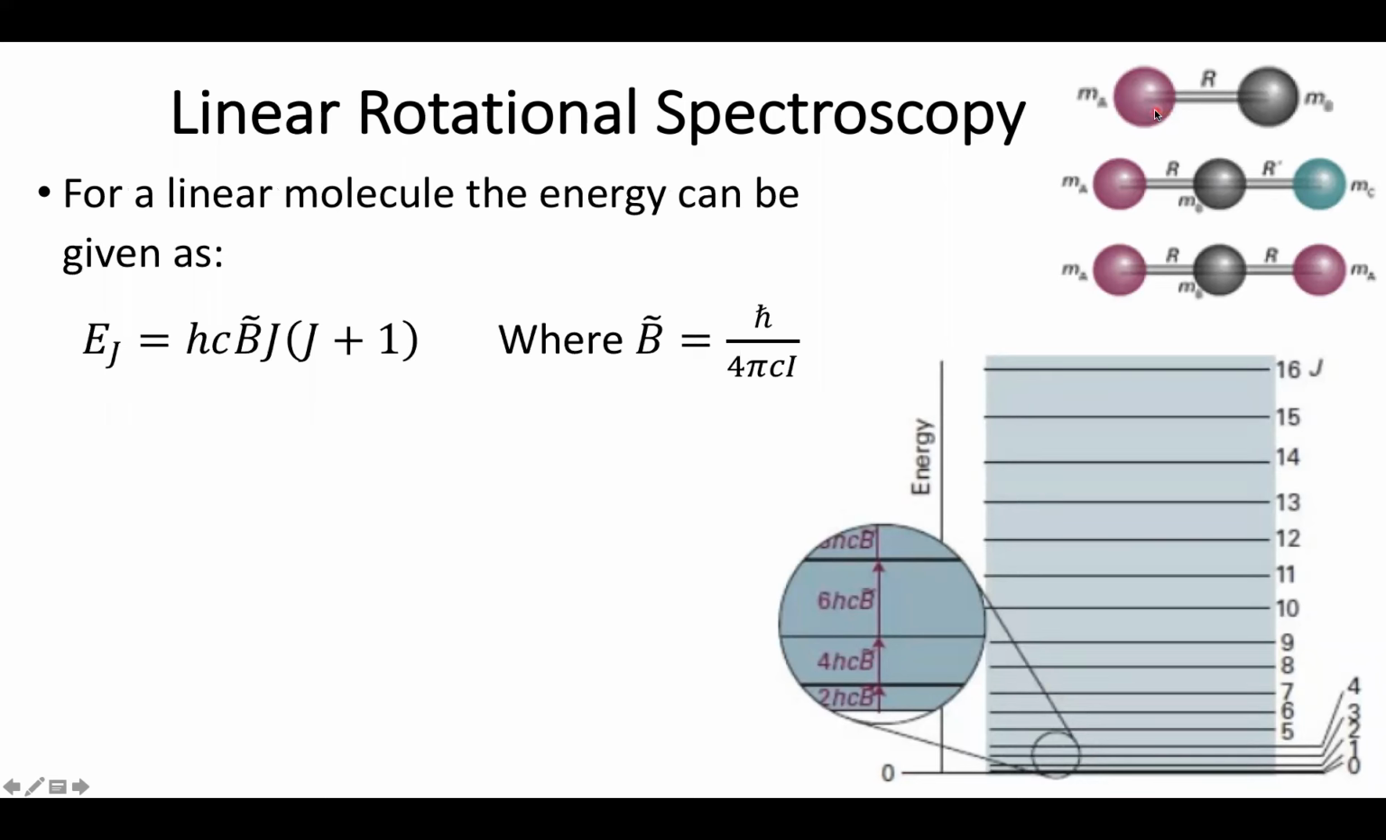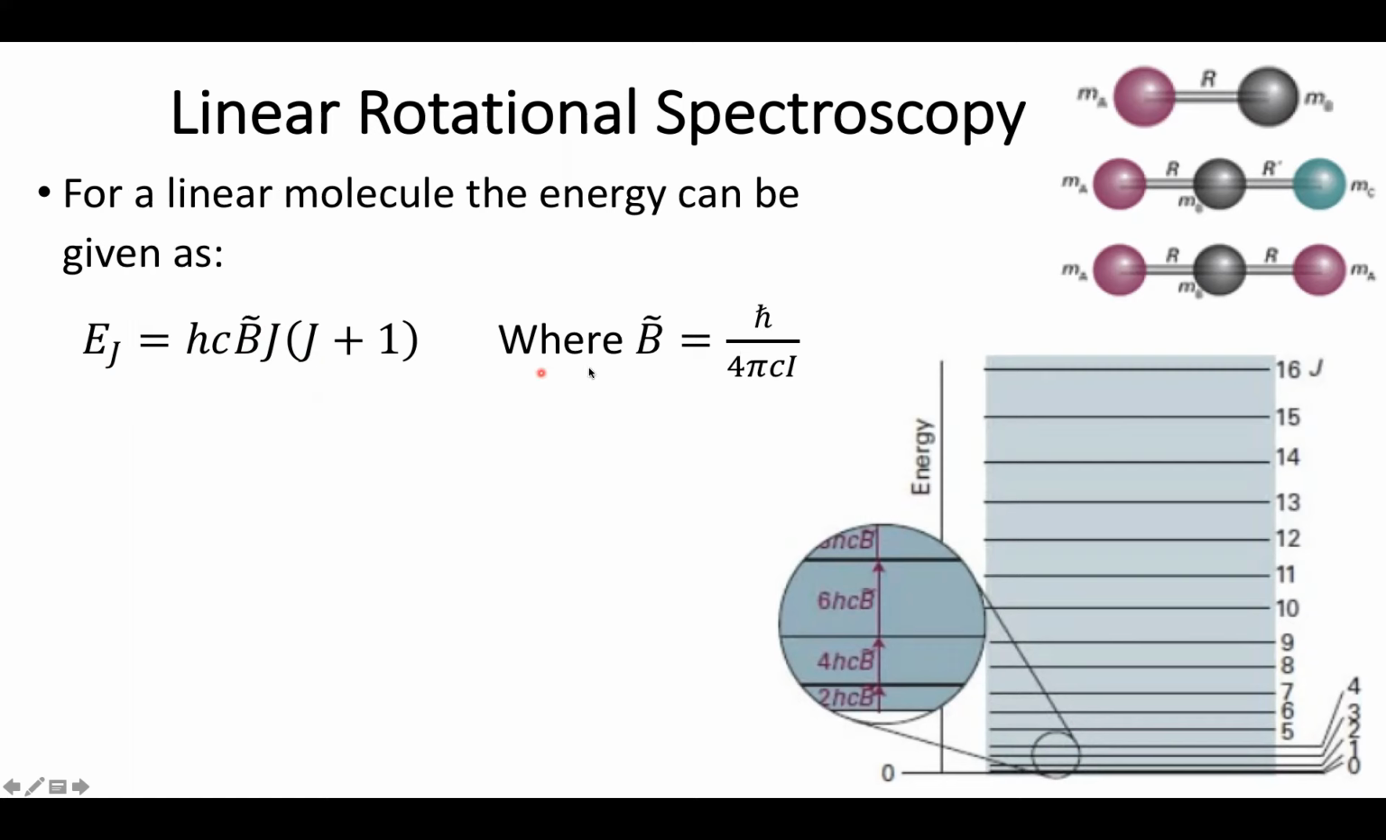So linear molecules can be diatomic or triatomic, and will possess energy levels given as hcBJ(J+1), where B is the primary rotational constant, and then J is our rotational level. J is 0 if there's no rotational energy, and then every increased value is the next quantized energy level.